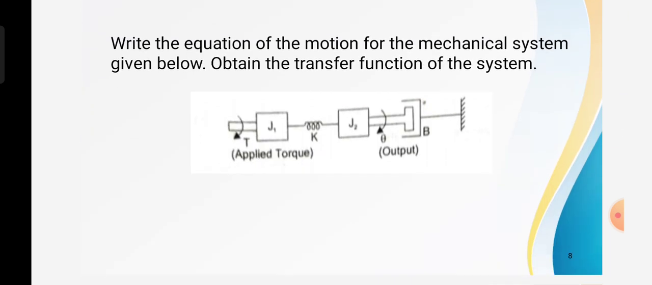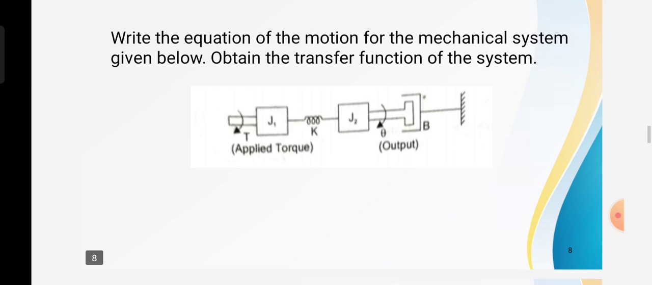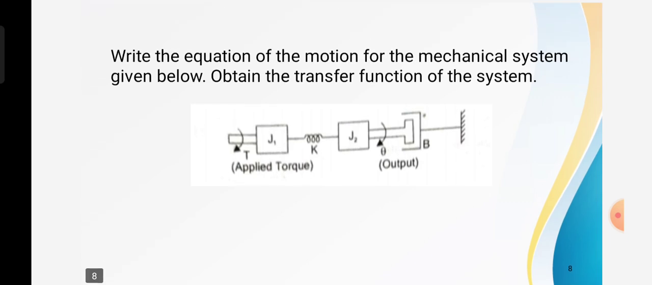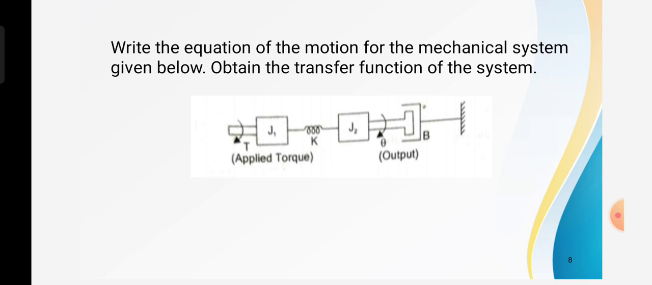Now we discuss the problem. Now we solve the problem. Write the equation of motion for the mechanical rotational system shown in the figure. Obtain the transfer function of the system. The given diagram is a mechanical rotational system. There are two moments of inertia, J1 and J2. The moment of inertia J1 has the angular displacement theta 1, and the moment of inertia J2 has the angular displacement theta.